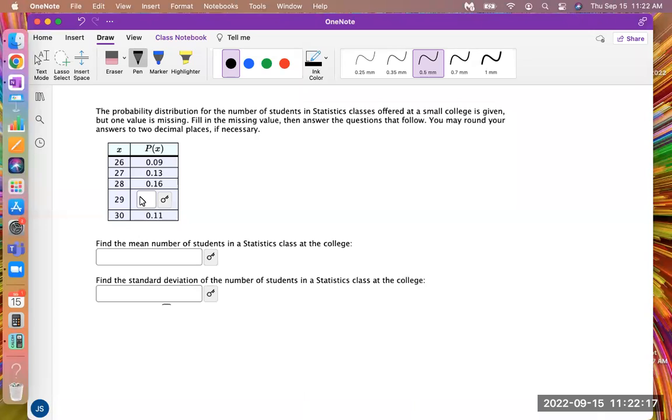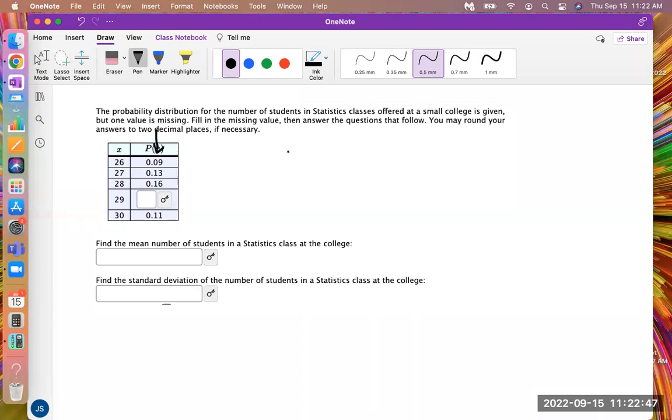The way we're going to find that is that everything in this column, the probabilities, are all the total possible outcomes. So the probability of all of these possible outcomes has to add to one whole. So we're going to add up all the other probabilities and then subtract that from 1, and we're going to find the missing one here.